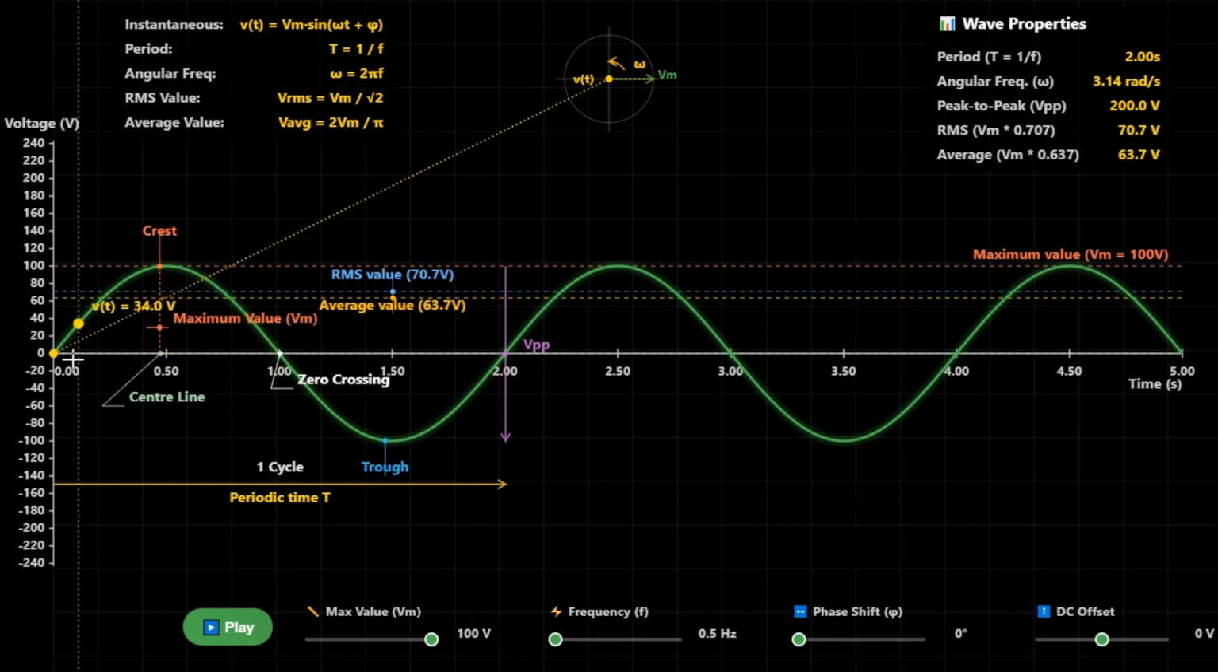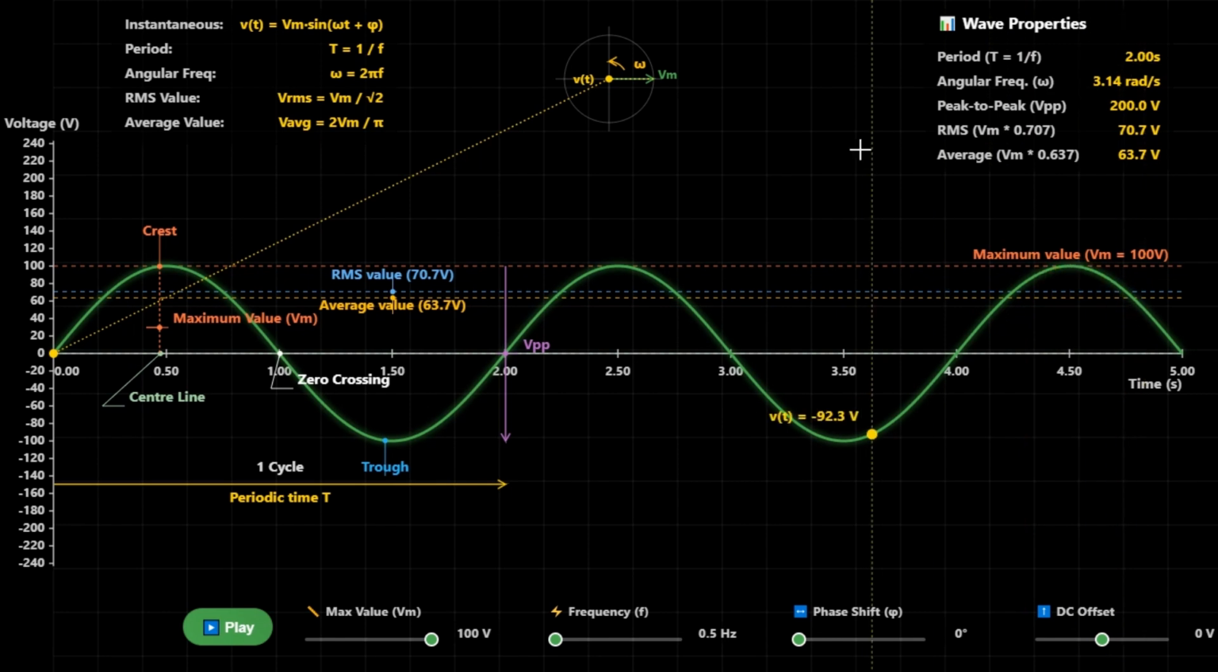Now here we can see from this 0 crossing to this 0 crossing, it is one complete cycle, and how much time it takes to complete this one cycle is called periodic time. It is measured in seconds, and the formula for periodic time is T equals 1 upon f. Here for this waveform, the periodic time is 2 seconds.